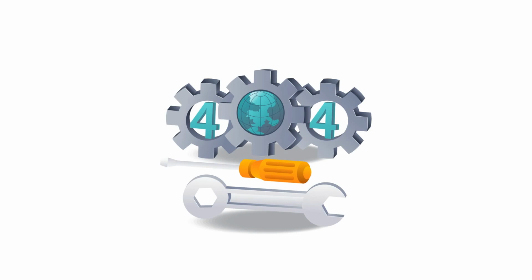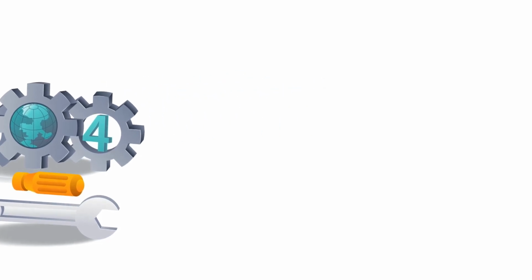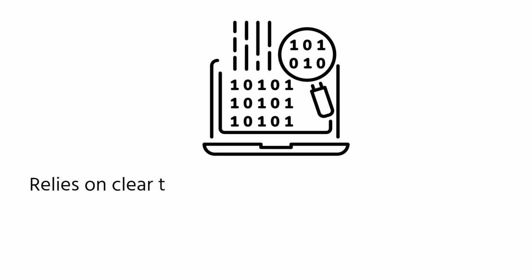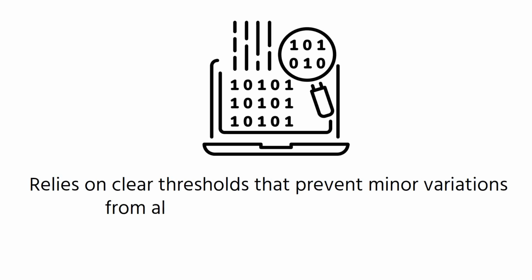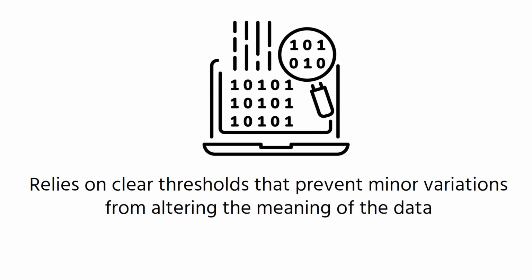For example, in an analog signal, slight variations may lead to distortions, as these signals are continuous and can suffer interference. Binary data, however, relies on clear thresholds that prevent minor variations from altering the meaning of the data, as values either meet the threshold for 1 or do not, resulting in 0.